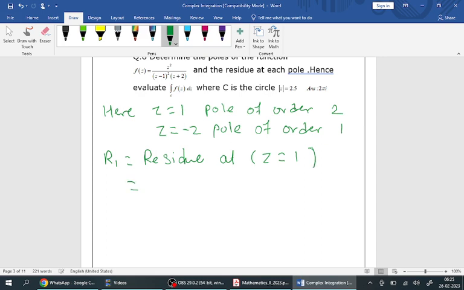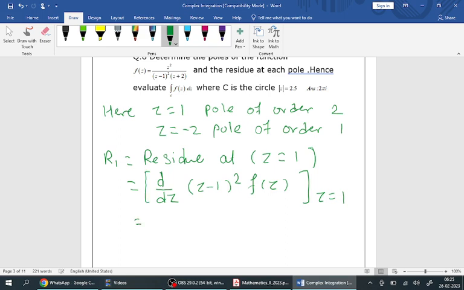To get the residue at z equal to 1, remember this z equal to 1 is a pole of order 2. So 1 upon (n minus 1) factorial comes as 1 by 1 factorial, which is 1, times the (n minus 1)th derivative. Since n is 2, the (n minus 1)th means the first derivative, d by dz of (z minus 1) square into f(z), at z equal to 1. This is the formula of residue that we use.